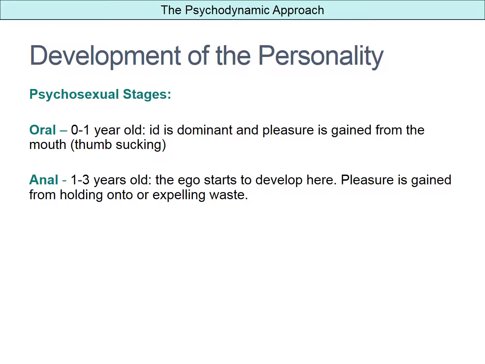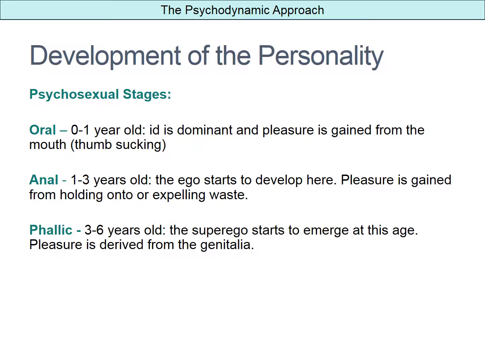The second stage lasted from about 1 to 3 years old, and Freud termed this the anal stage. At this point, the ego starts to develop, and pleasure moves from the mouth, which it was in the oral stage, to holding on to or expelling waste. So we're looking at around the time when potty training usually occurs. The third stage is the phallic stage, which lasted from about 3 to 6 years old. It's only at this point that the superego actually starts to emerge. At this age, Freud said that children derived pleasure from the genitalia.